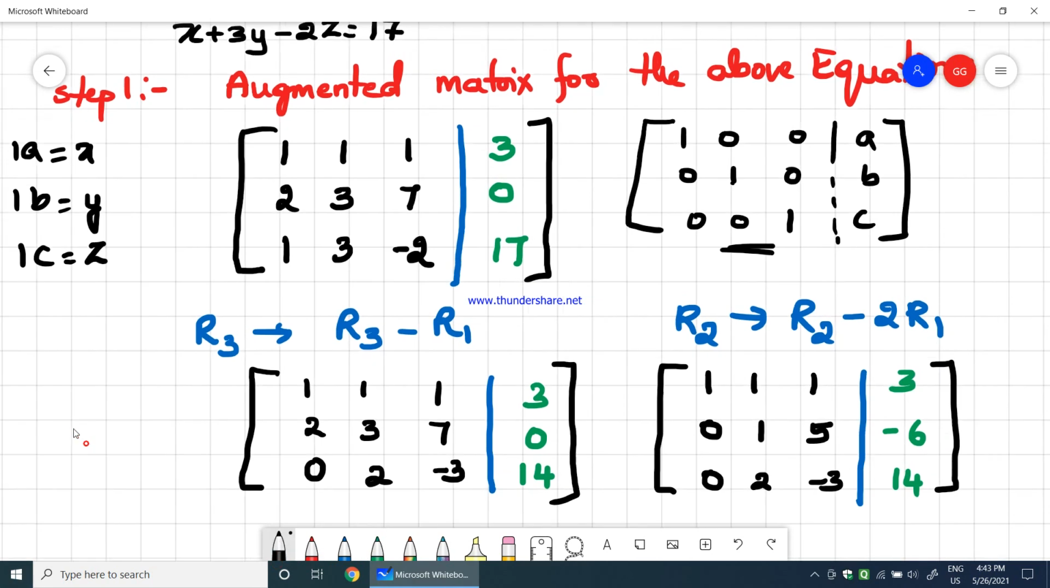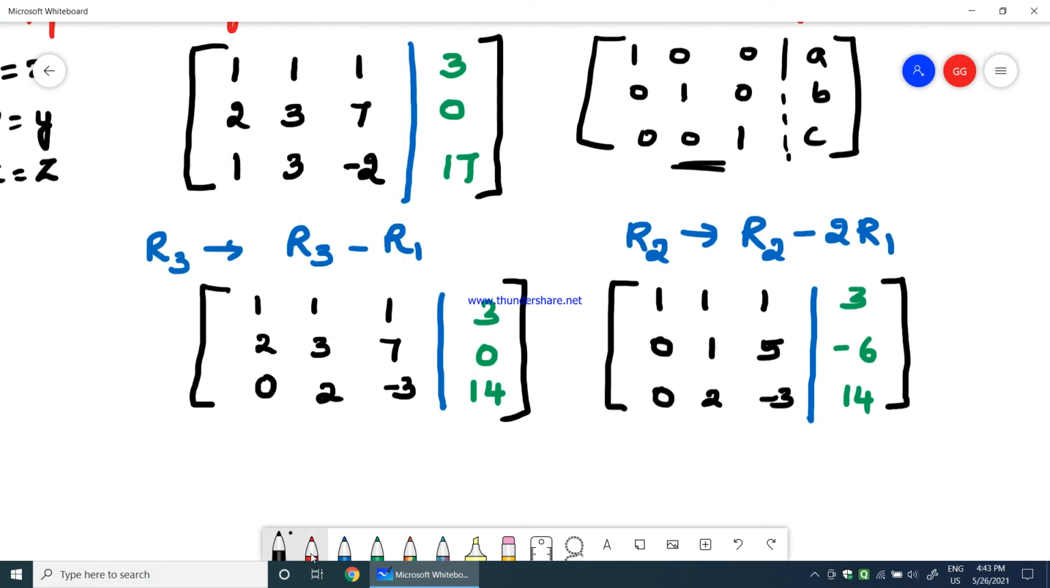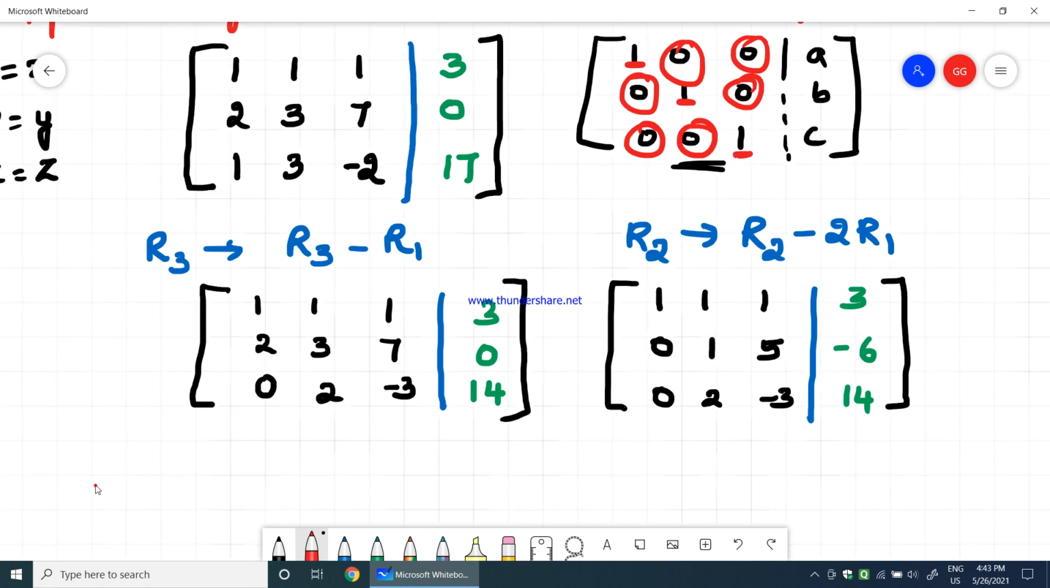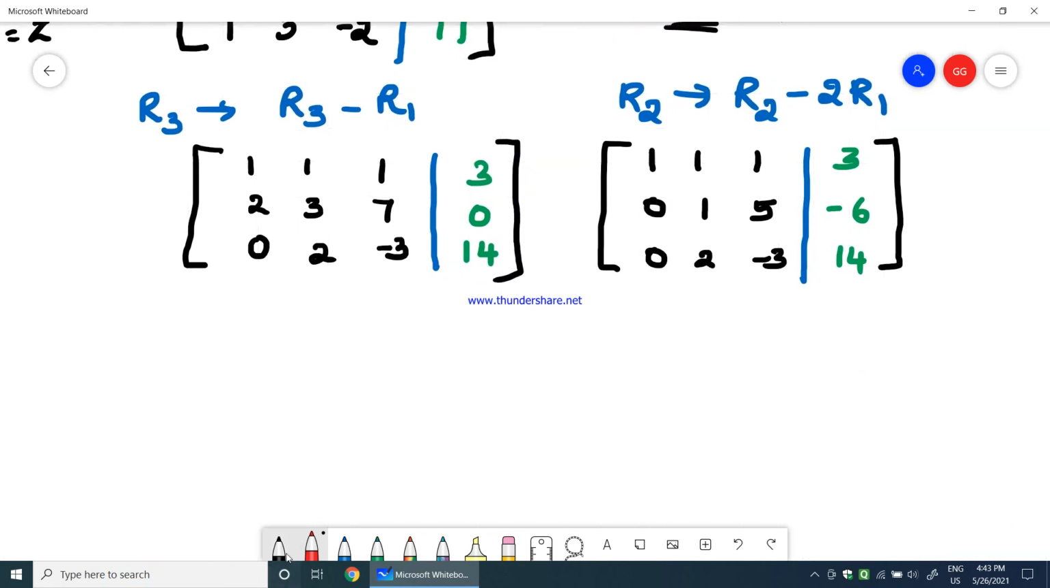Now what are the components we are trying to make 0 in the row operations? These off-diagonal elements should become 0, and all the diagonal elements should be equal to 1. That is what we are trying to do here. The next operation would be making this element 0. For that, I'll replace R3 by R3 minus 2 times R1. See what will happen.